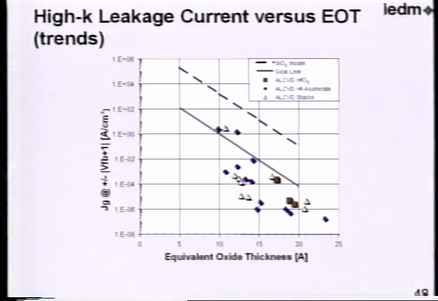And you can see, obviously, leakage is improving. Here's some examples versus, say, a silicon dioxide model. And it's getting close to where we need to be. So if the target is around 1 amp per square centimeter, then we're getting close to that with some of these dielectrics.